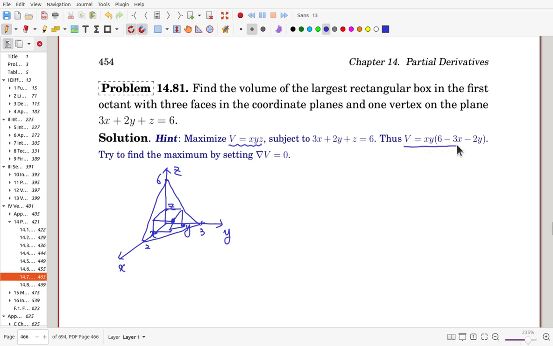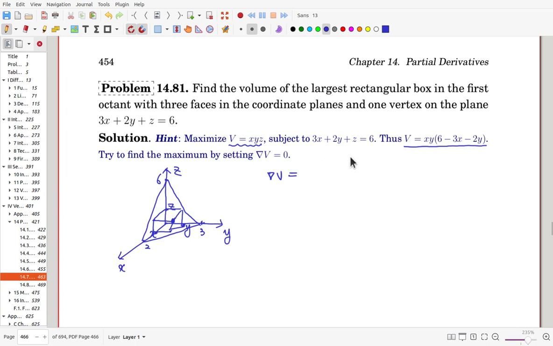So we reach that one. V is given in this way. Now we have to maximize. In order to do that, we have to find the critical point. Once you find a critical point, and if it is a single critical point, then you don't have to use the second derivative test. That will produce the maximum value. Okay, so we try to get the critical point.